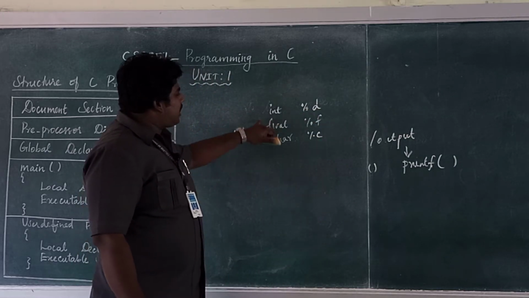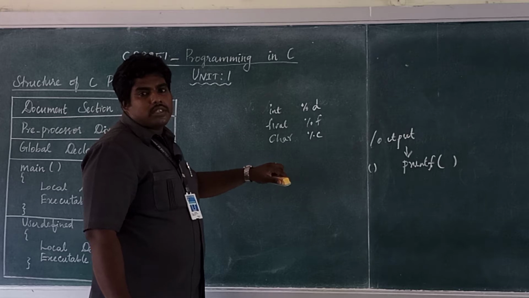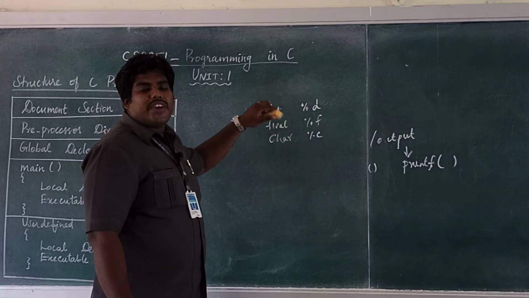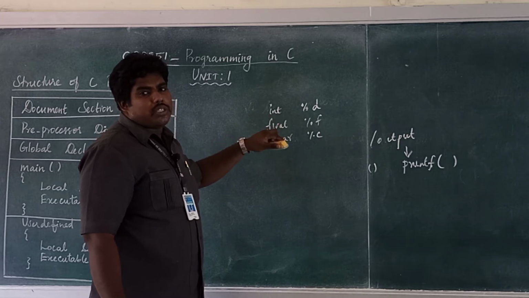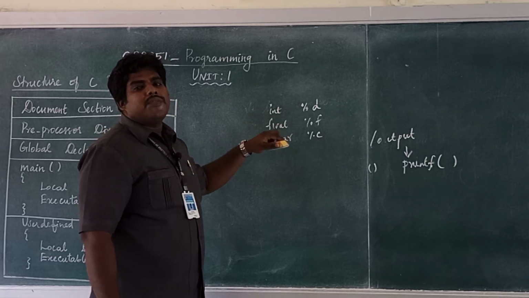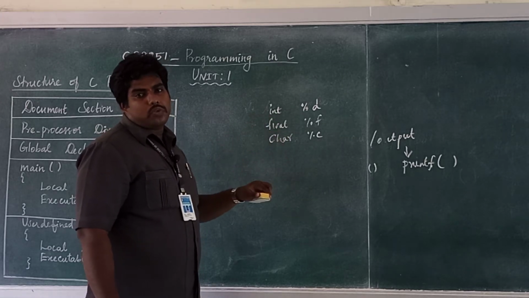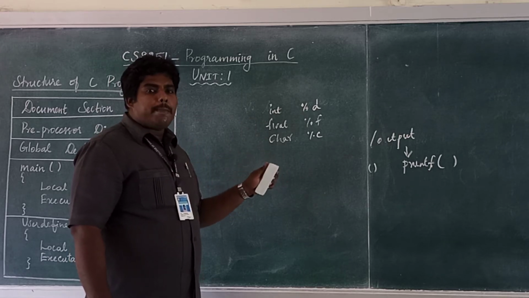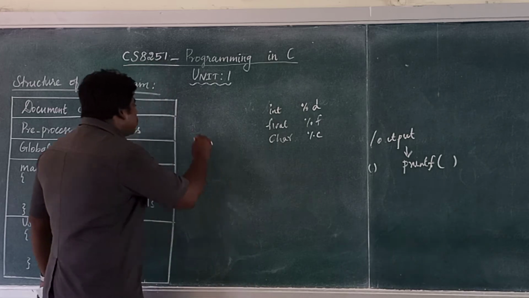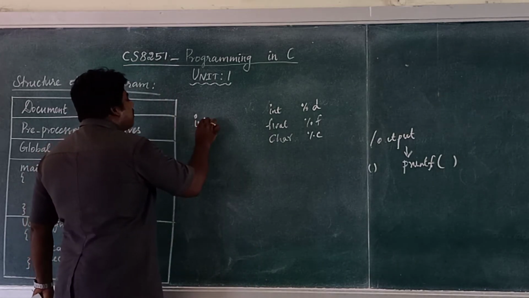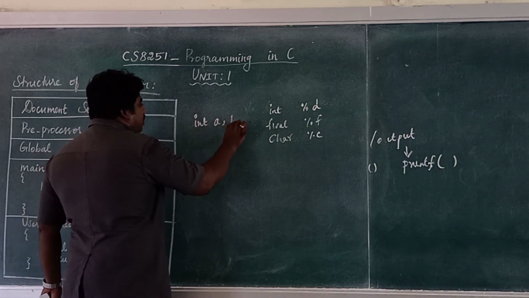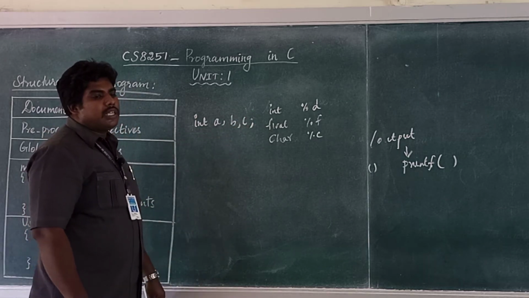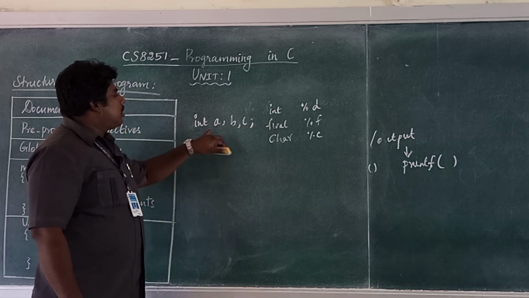Okay. So these are the data types already there. What are the variables you are going to use here? You have to tell which type it belongs to. So declaration is nothing but you are telling the compiler that you are going to use variables which belong to this type. For example, int a, b, c.